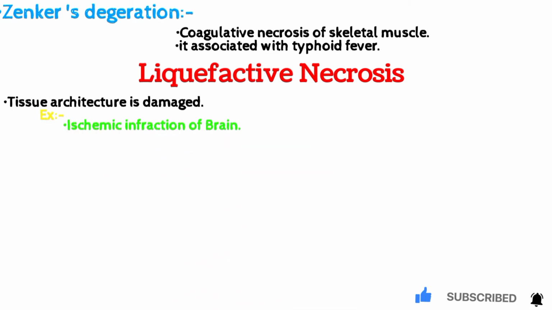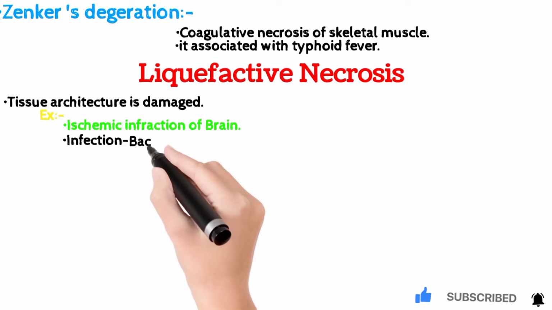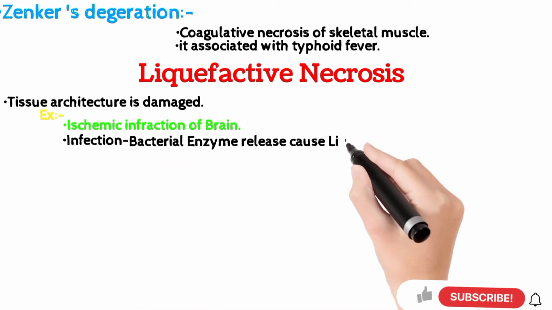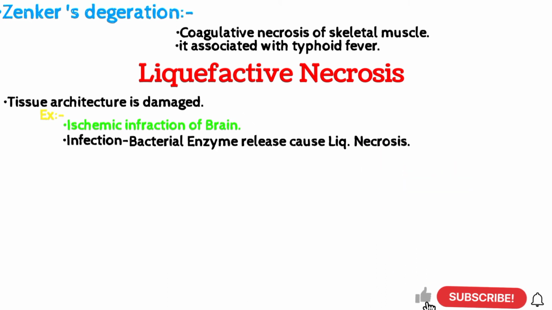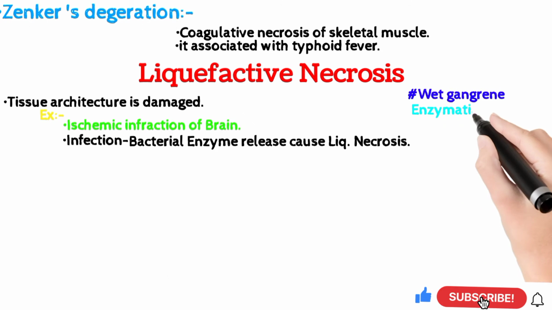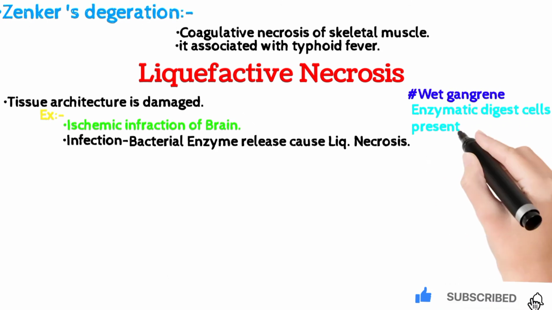It is an example of liquefactive necrosis because there is no stromal support due to absence of collagen in brain tissue, and brain tissue is also rich in liquefactive enzymes. Next is infection. Bacterial enzymes and toxins are released and cause liquefactive necrosis. In bedsore gangrene, enzymes digest the cells present.